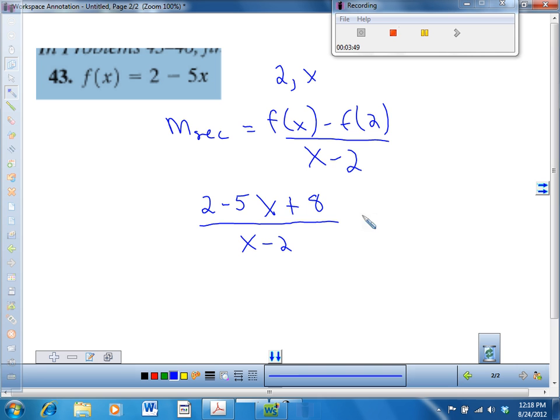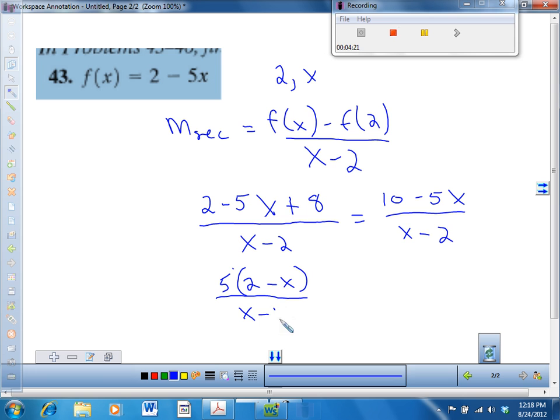And then if you simplify this, you have to be kind of clever. So 2 plus 8 makes 10 minus 5x over x minus 2. And that's not enough. You have to simplify this more. The way I did it, I factored out a 5. I get 5 times 2 minus x, and on the bottom I have x minus 2. Well, I kind of want to cancel these out, but I can't because one is 2 minus x and one is x minus 2.